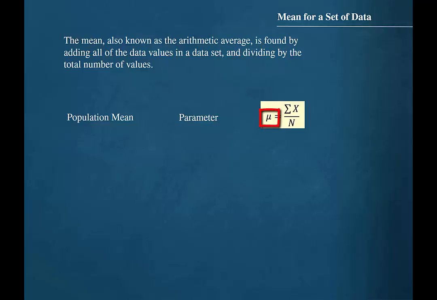The Greek symbol mu stands for the population mean. The Greek symbol sigma that appears in the formula stands for summation. The letter x represents the values of the variable, which are the data values in the dataset. The uppercase N represents the number of data values in the population dataset.